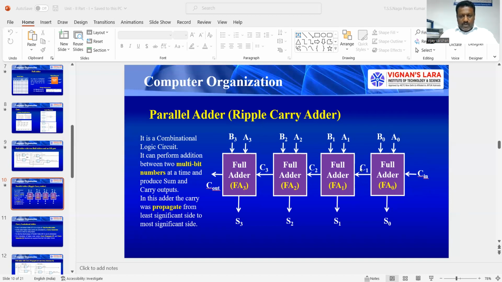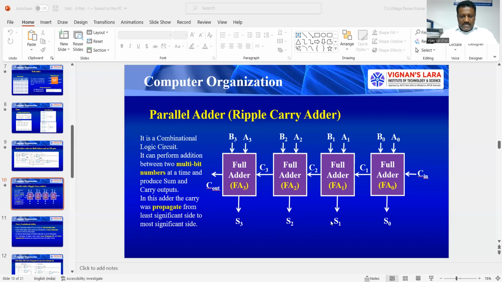This full adder 1 can do addition between A1, B1 along with C1. It will produce S1, and also it will produce a carry out. This full adder can do addition between A2, B2 along with C2. It will produce S2 and carry output C3. And this adder can do addition between B3, A3 along with C3. It will produce output S3, and the carry output is C out.